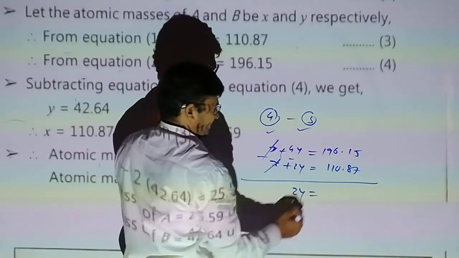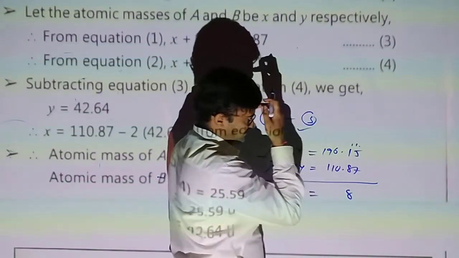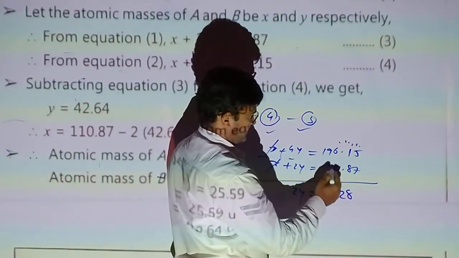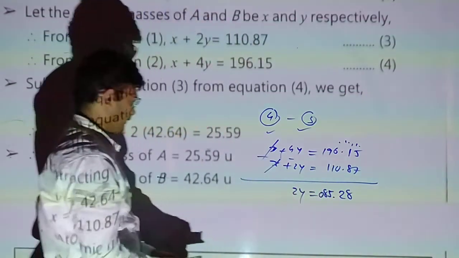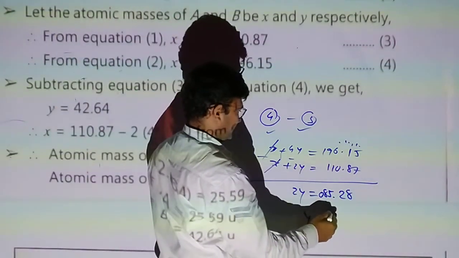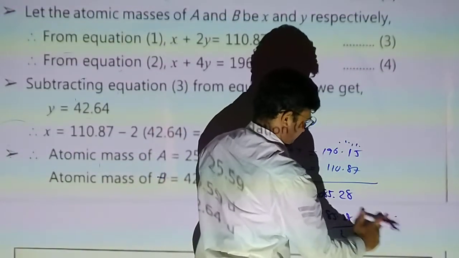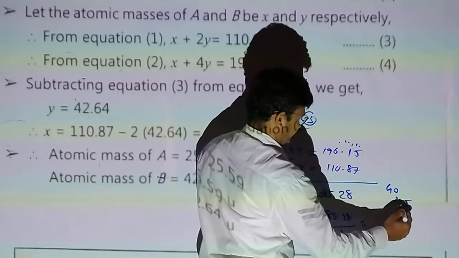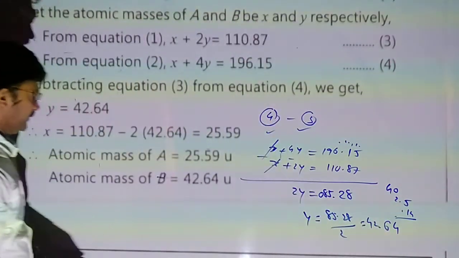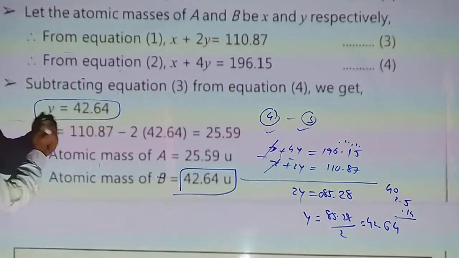4Y minus 2Y gives 2Y, 196.15 minus 110.87 gives 85.28. So 2Y is 85.28, so 1Y is equal to 85.28 divided by 2, which is 42.64. Yes. Mass of Y means B.